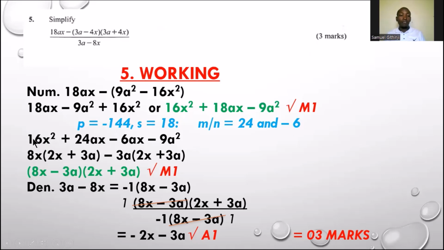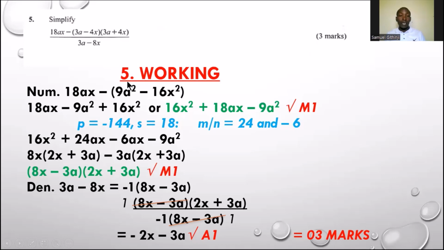here, identify what is common between these two terms, factor it out. Yes, then identify what is common here, factor it out. What is in bracket again, factor it out. 2x plus 3a. Yes, and then 8x minus 3a there. These are the two terms. That is where the student scores the other 1 mark.